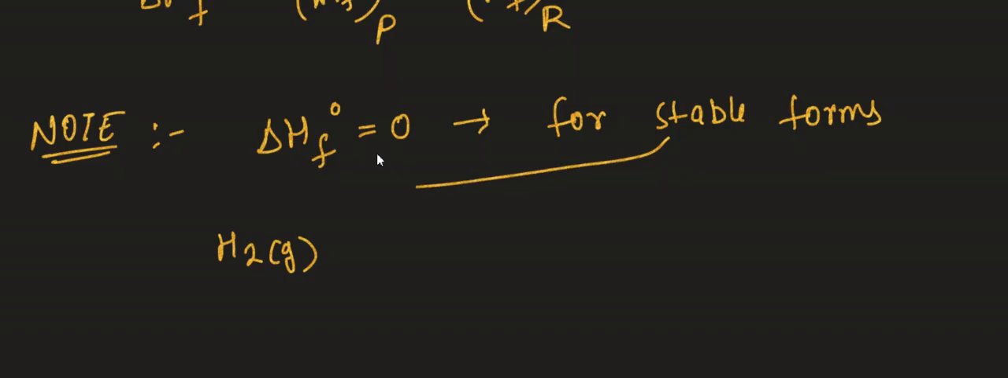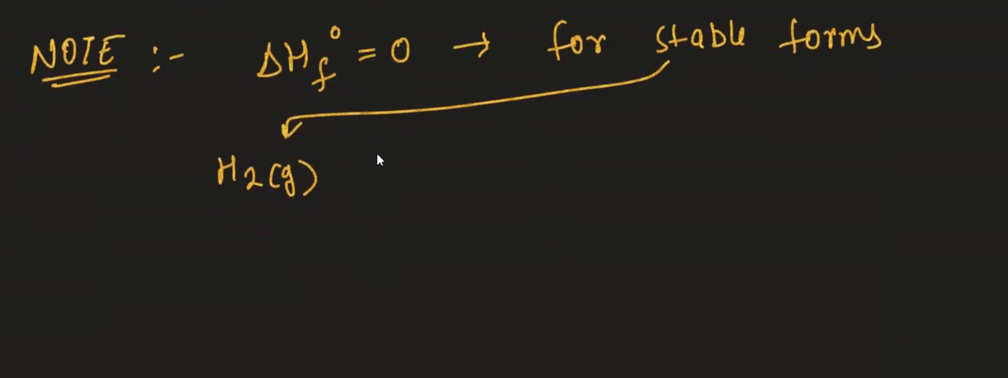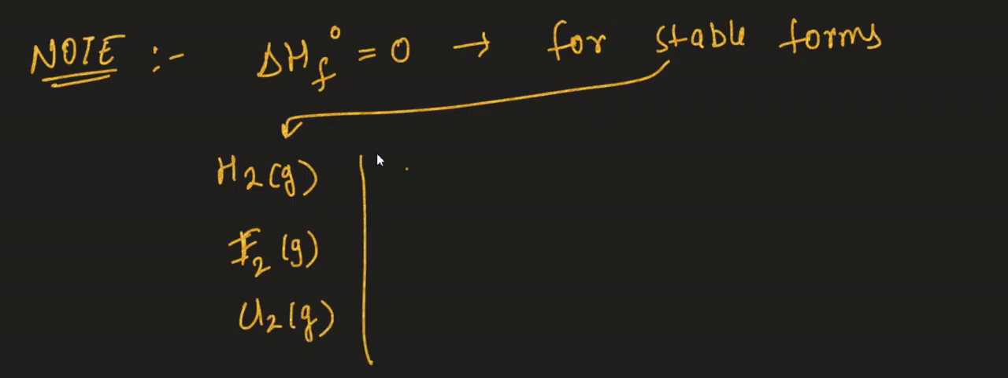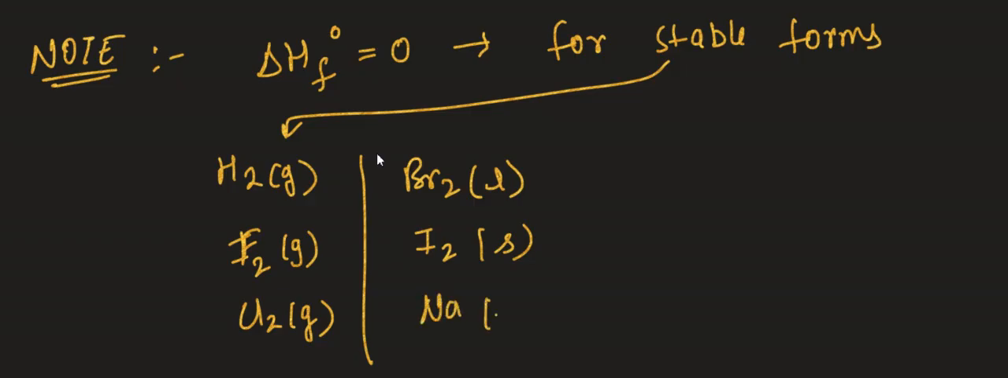Gas. Okay, let us take few examples of stable forms here. So H2 is what? Gas. Whereas fluorine is gas. Chlorine is also stable form is gas. What about bromine? Stable form is liquid. Iodine stable form is solid, right? Next elements, sodium is a metal, means solid. Magnesium is also metal, solid.